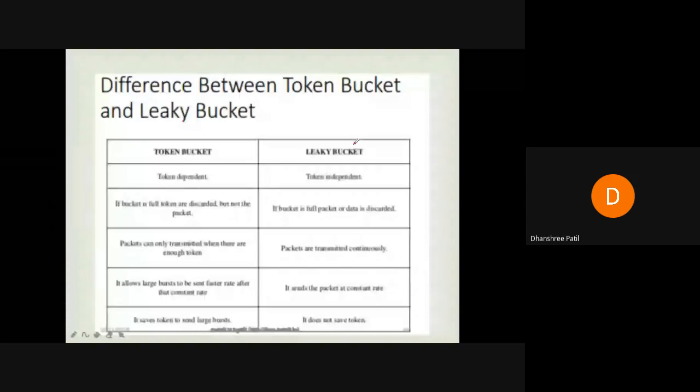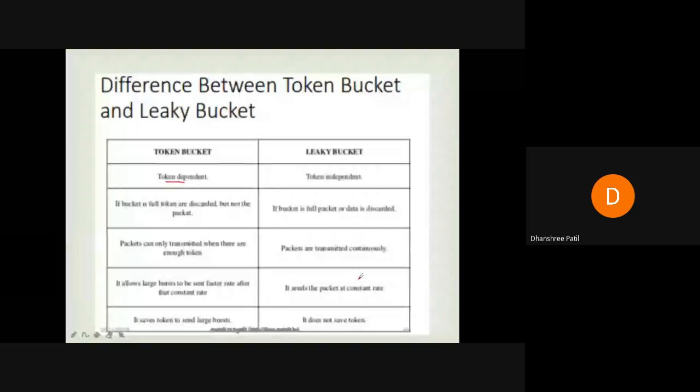This is the difference between the token bucket and the leaky bucket. So quickly I'll show you. Token bucket is token dependent, means token is required. In leaky bucket we don't need a token. In case of the token bucket, if the bucket is full, tokens are discarded but not the packet. Only tokens are discarded, packets will not be discarded. But in case of the leaky bucket, if the bucket is full, packets or the data can be discarded. In case of the token bucket, packets can only be transmitted when there are enough tokens. Means every packet should have a token to pass in a network.